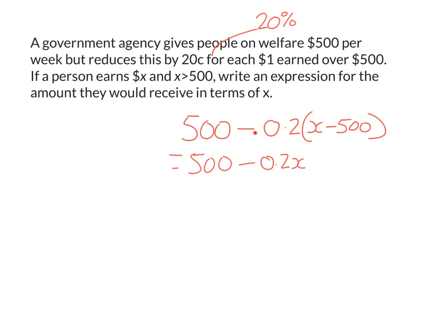Then we go minus 0.2 times minus 500. So that will be positive 100, because 20% is 1/5. 1/5 of 500 is 100. Negative times negative is positive. So then we collect like terms. This would be 600 minus 0.2x, and we're done. So what they would get is $600 minus 20% of what they earned, which is a simpler way of saying what these words said there. So that is a very tricky question.